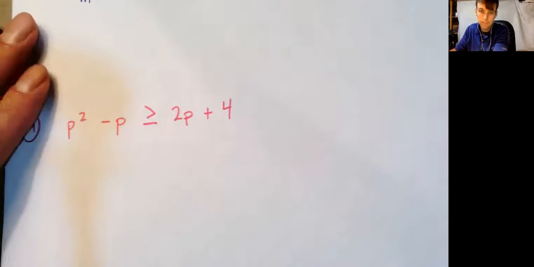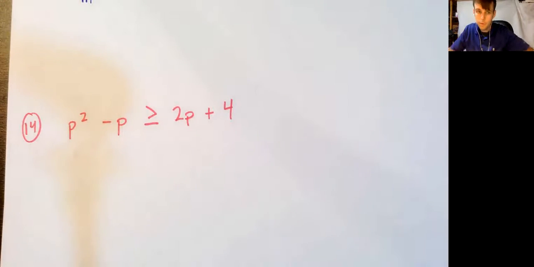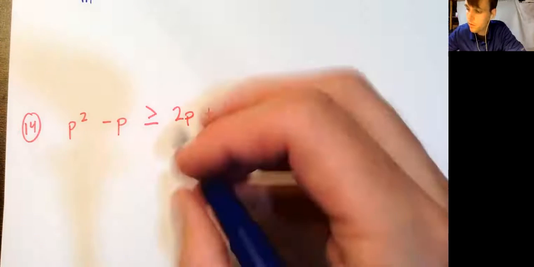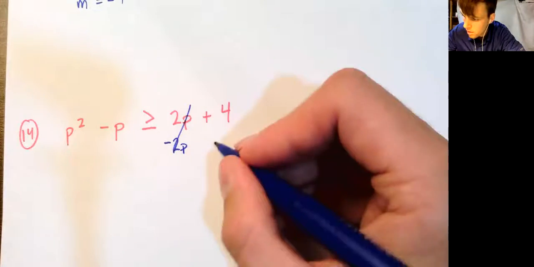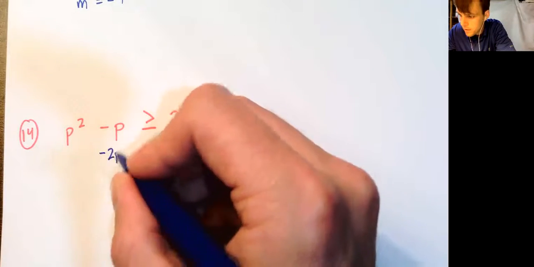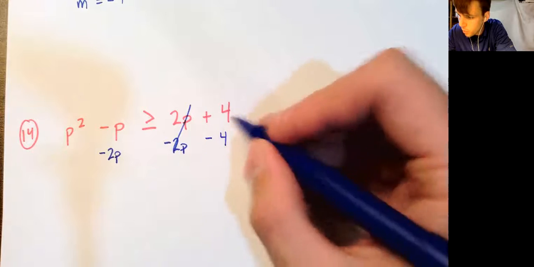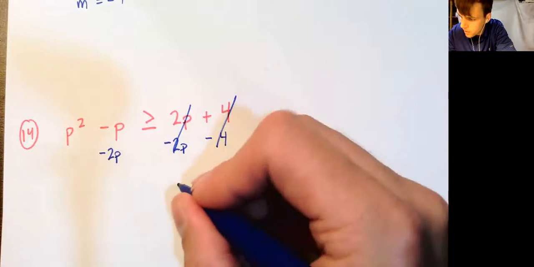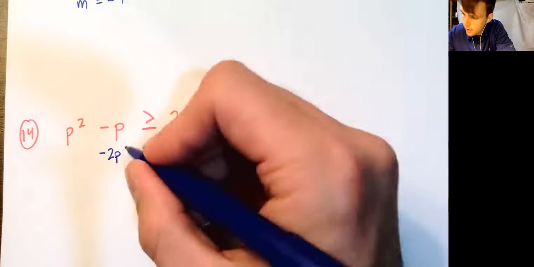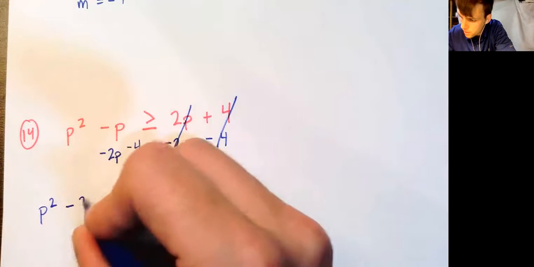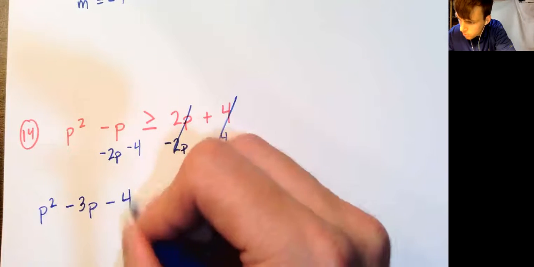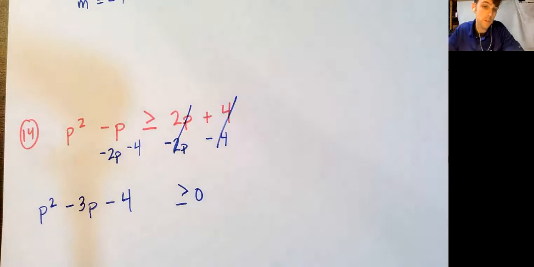All right. Next problem here. Before I get into what we were doing before, I need to make one side equal to 0. So I'm going to move some things around. I'm going to subtract 2p, and I'm going to subtract 4. That'll give me 0 on this side. So we end up with p squared minus 3p minus 4 is greater than or equal to 0.